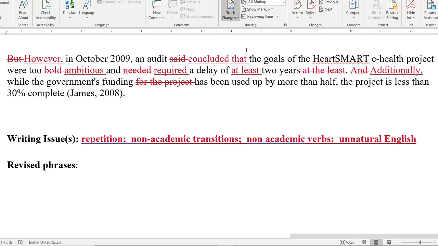Now you could do half of these edits and it would still be acceptable, but we're talking about raising the level, the academic level as well. So that's why I've made some of these vocabulary changes.